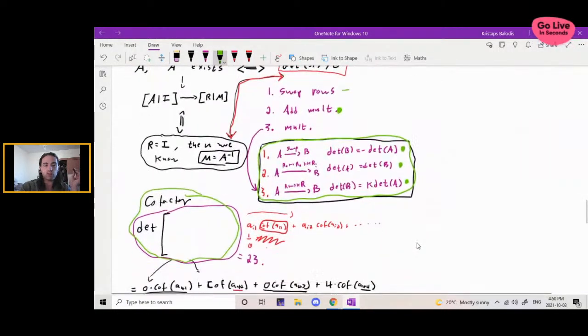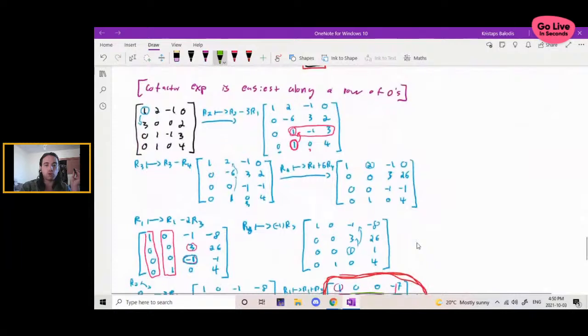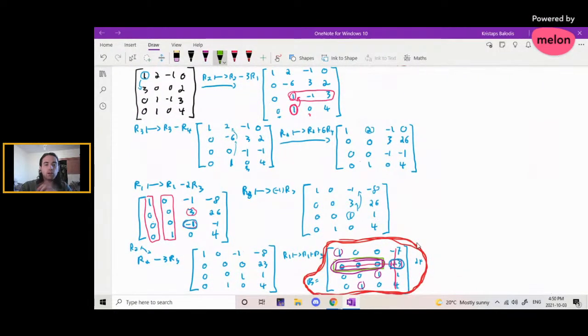So let's go down and let's go through all our row operations and see what happens. So this first row operation, we're adding a multiple, so it doesn't change anything. This next row operation, we're adding a multiple, so it doesn't change anything. This next row operation, we're adding a multiple, so it doesn't change anything.